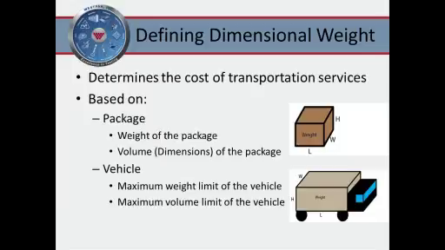When you determine dimensional weight, the most important thing to take away is that it ultimately determines the cost of transportation services. For your package, you have the weight of the package and the volume, which is based on its dimensions. To get the volume of the package, you simply multiply its length times width times height, and you get the total volume. You're going to put this package, or shipper, into a vehicle, and the factors in the vehicle will be, one, the maximum weight limit of the vehicle, and two, the maximum volume limit of the vehicle, because once either of those two is exceeded, the vehicle is considered at max, and nothing else can go into it.